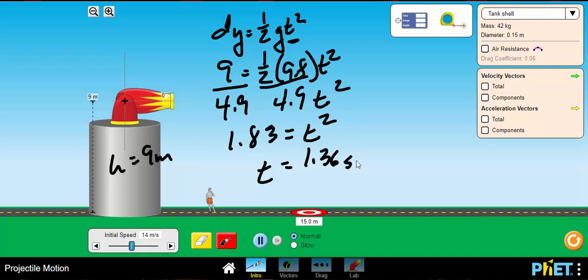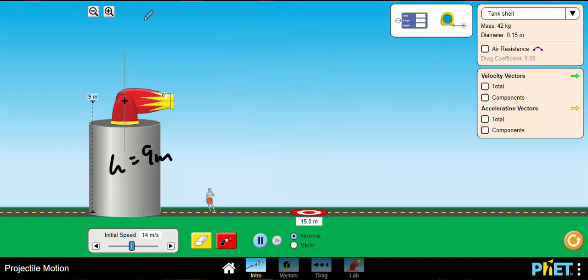So I know that the time that the projectile is in the air, remember when we do projectiles, it's always flight time, it's air time that we consider. So the time that the object is in the air is 1.36 seconds. So I'm going to clear this, and I'm going to put that up here. My time is 1.36 seconds.